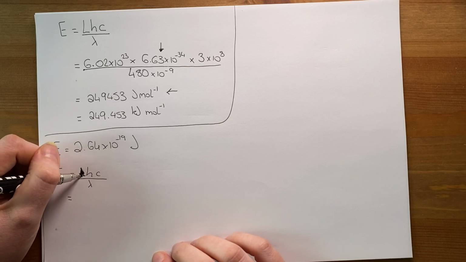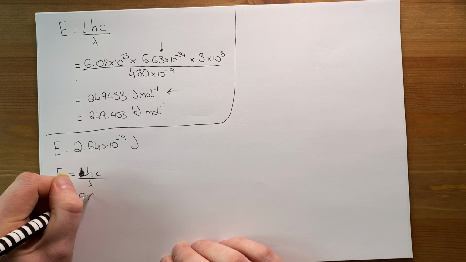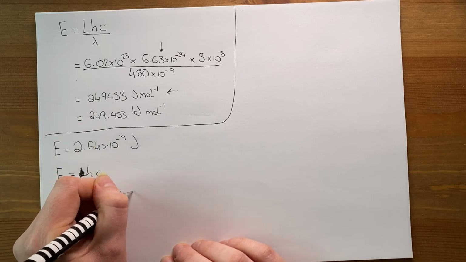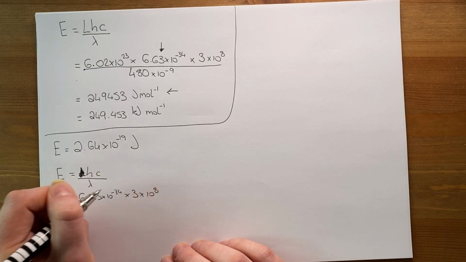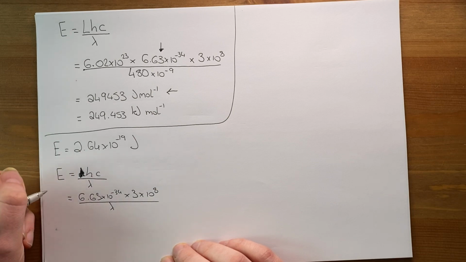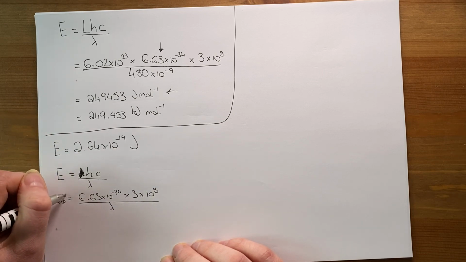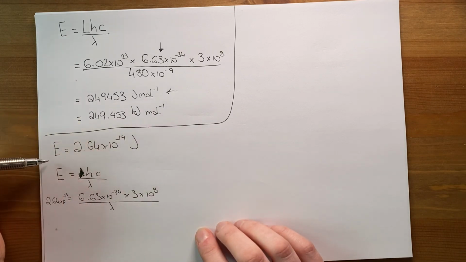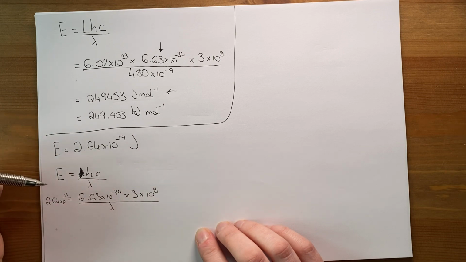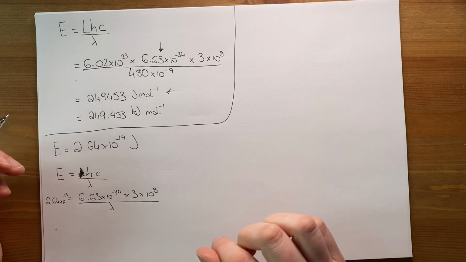It's easy for teachers to fall into the same trap as you. So E equals HC over lambda equals 6.63 times 10 to the minus 34 multiplied by 3 times 10 to the 8. And I'm going to divide that by lambda. We don't know what that is, but we do know that this is 2.64 times 10 to the minus 19. Now, the energy it's given us is in joules, and we're happy with that because Planck's constant is. Okay, so that's, again, looking at those units, making sure they all correspond together.